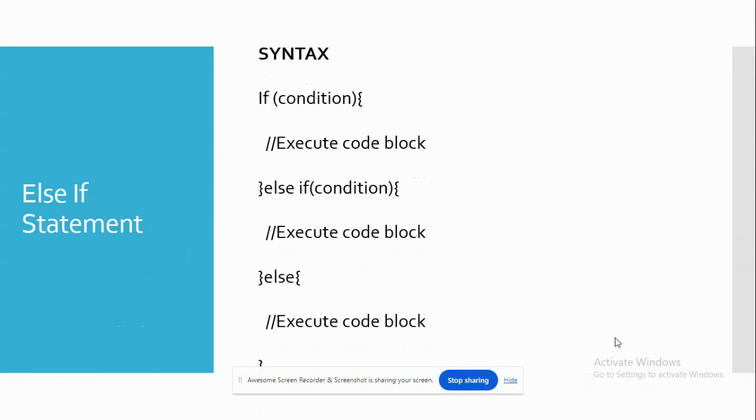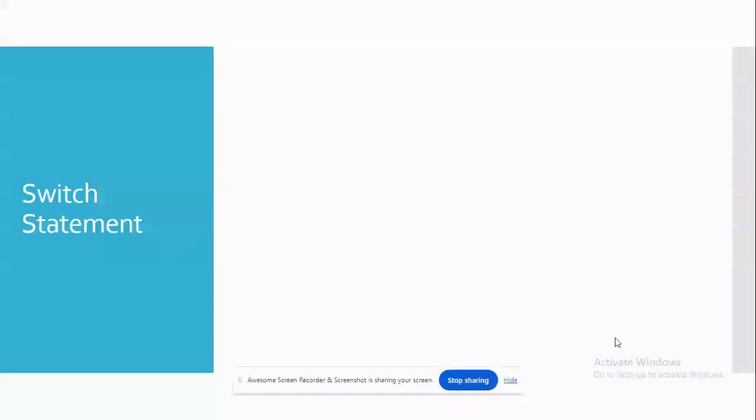On the last part of the else if is the else, and then we have the block of code to be executed. It's important to note that we use the else if when we are having a problem with many conditions to be evaluated.